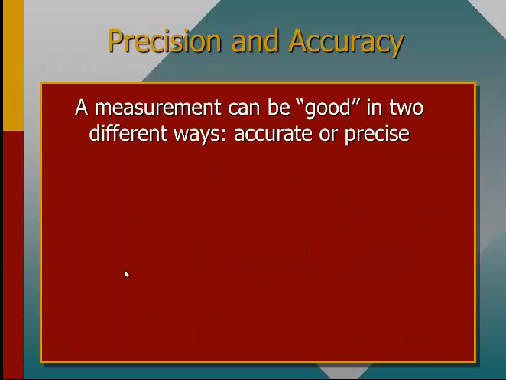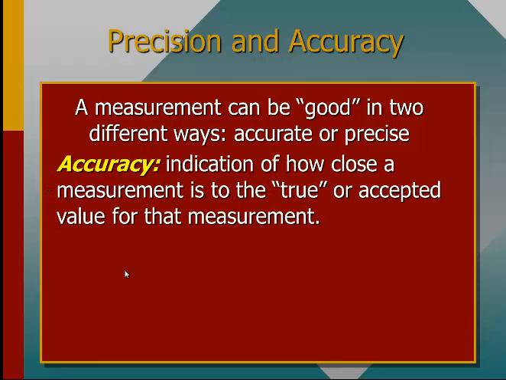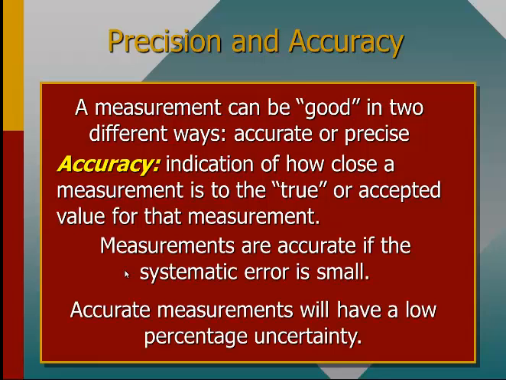When you make measurements, a measurement can be good in 2 different ways. You see the words here, accurate or precise. We use these words interchangeably, but actually in scientific terms, they are related but not the same thing. Here's how we define accuracy. Say you happen to know the true value of a measurement, exactly how long. The closer that your measurement is to that true length, that would be the accuracy of your measurement.